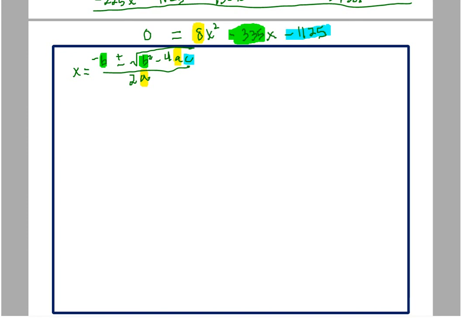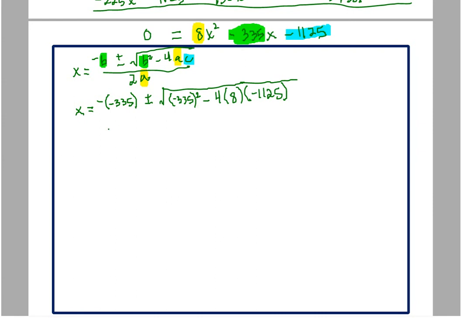So let's rewrite. So we get x equals a negative b, which is a negative 335. So you've got a double negative there. Plus or minus the square root of, and we've got the negative 335 squared minus 4 times 8, which is a, times a negative 1125. And that's all over 2 times 8.